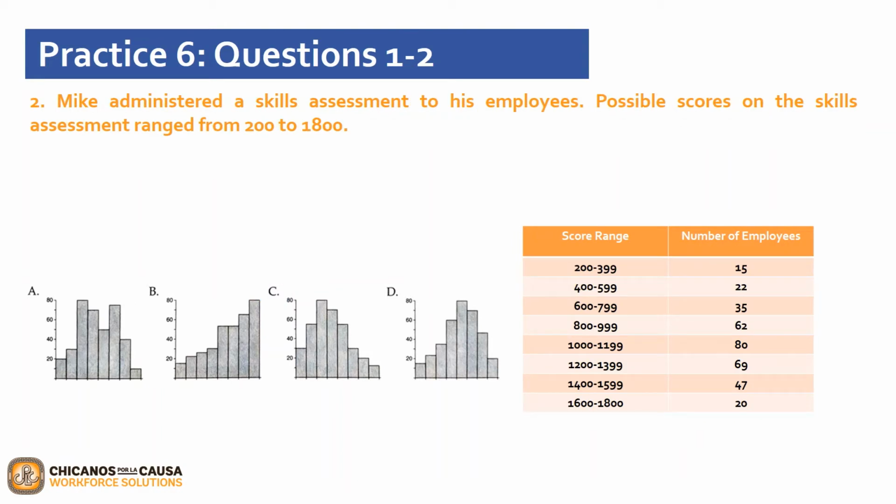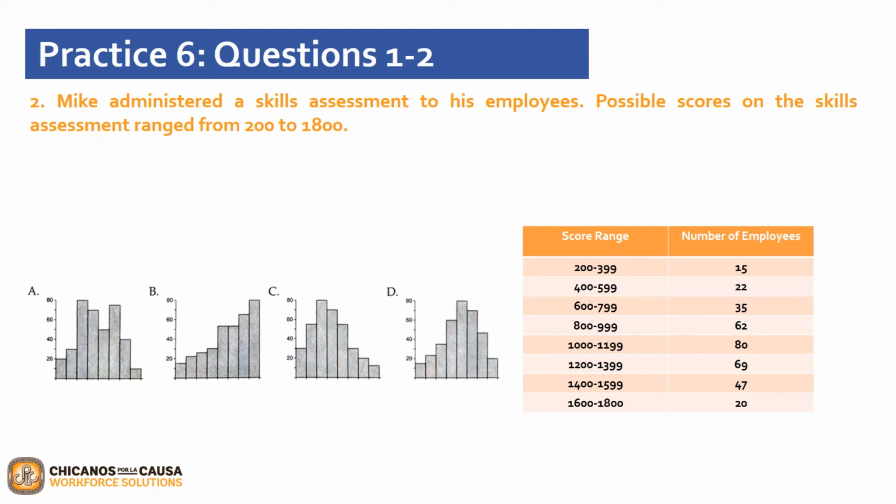Okay, question 2. Mike administered a skills assessment to his employees. Possible scores on the skills assessment range from 200 to 1800. That's a big gap. But essentially, we're going to do the exact same thing as we did before. We're going to find the histogram that best aligns with the provided data on our table.